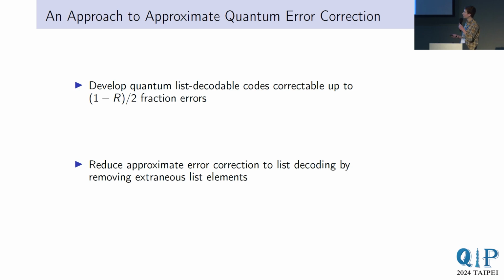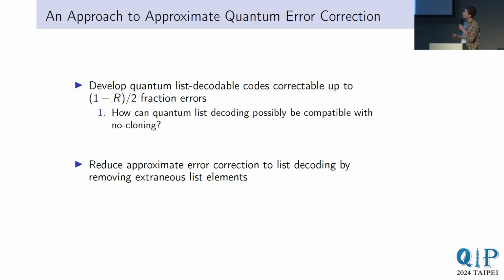Now this outline naturally has some challenges. The first obvious challenge is, how can quantum list decoding possibly be compatible with the no-cloning theorem? The whole idea of list decoding is that we're outputting a list of messages that are close to the true original message. And so this inherently seems to say that we need to construct a lot of similar copies or nearby states to our original state, which seems, by definition, to contradict no-cloning.